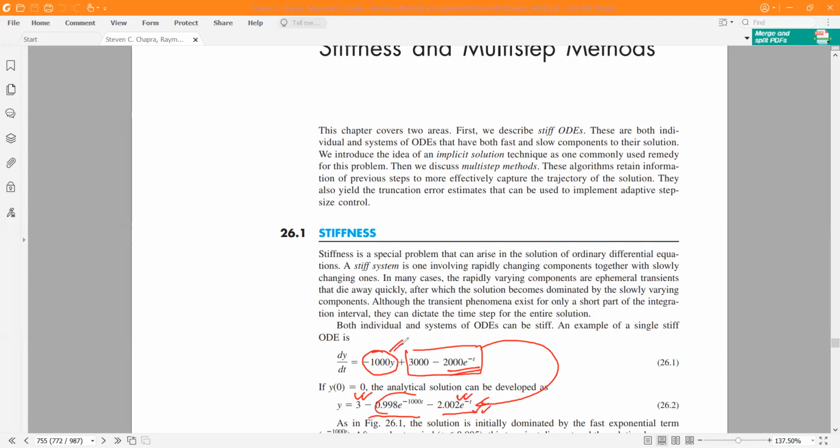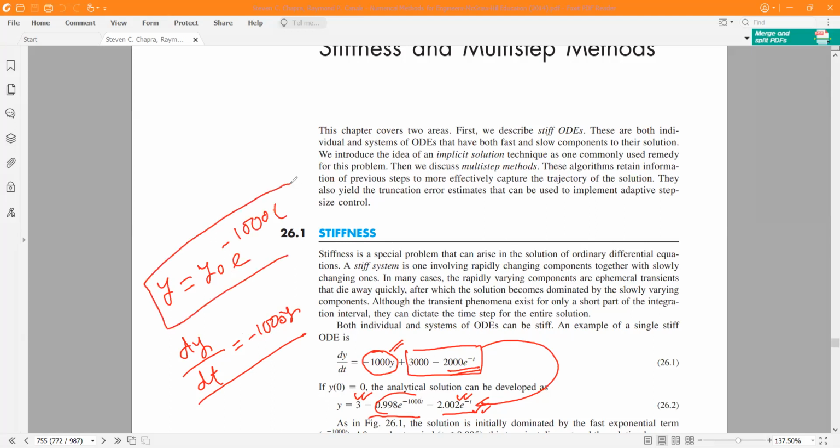But if, for example, this equation were homogeneous, then what would be the case? dy/dt would be equal to minus 1000y, isn't it? No source term is there. Then your solution y will be equal to what? Some initial value, because your initial value will be there, say y0, and your solution will be equal to y0 e to the power minus 1000t. You know it from your very basic level.